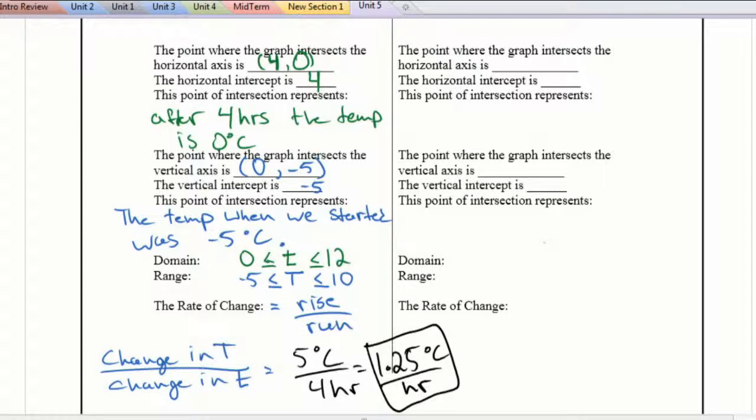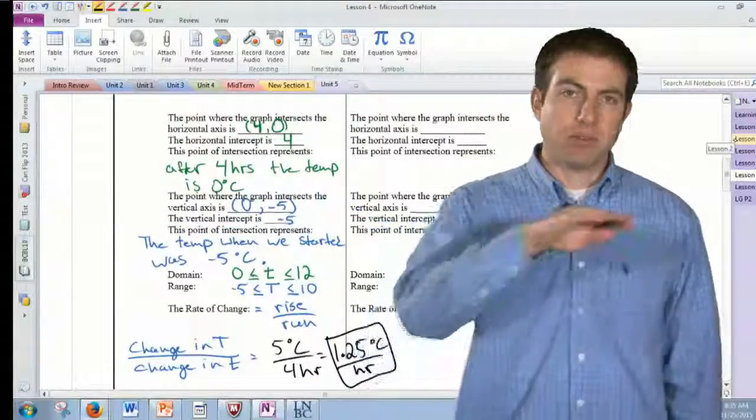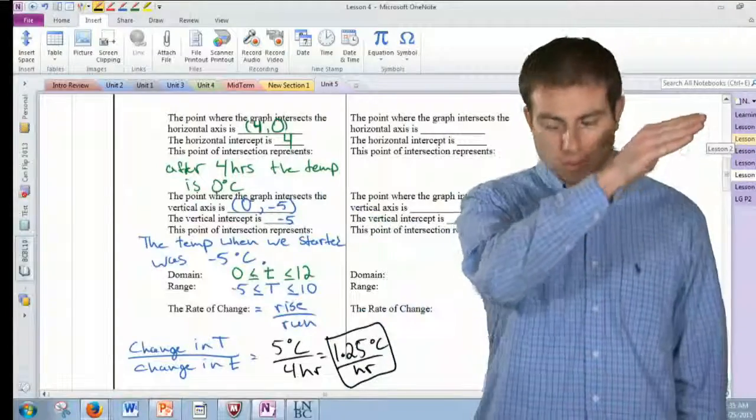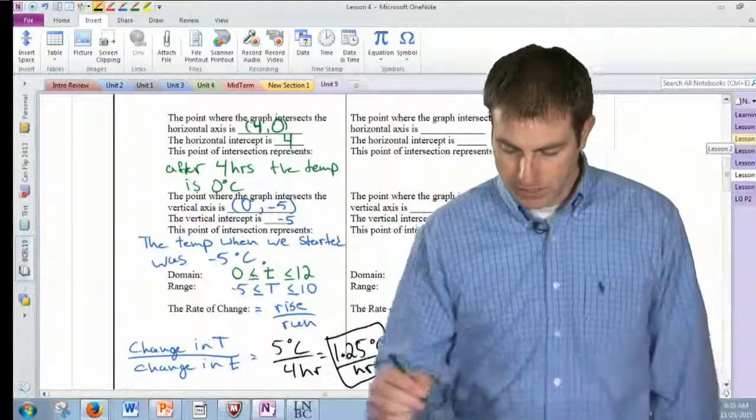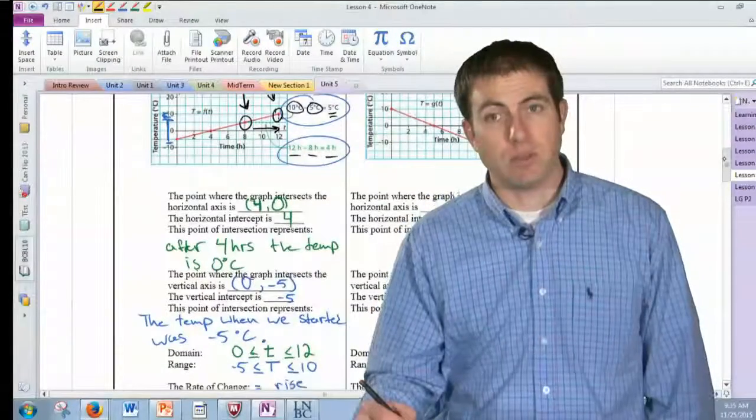It's just simply doing the division. 5 degrees Celsius every 4 hours. How much is it going to change in 1 hour? Just 5 divided by 4. 1.25 degrees Celsius per hour. And it's positive, so that means the temperature is going up. And the graph kind of represents that because it's kind of going up and to the right. So the temperature is increasing as time goes on.